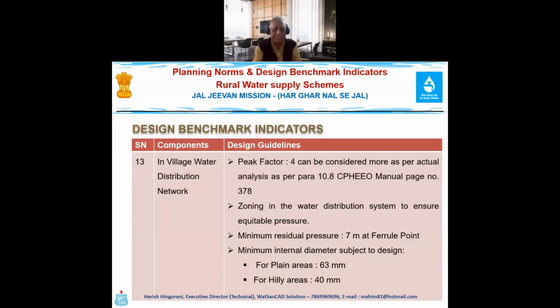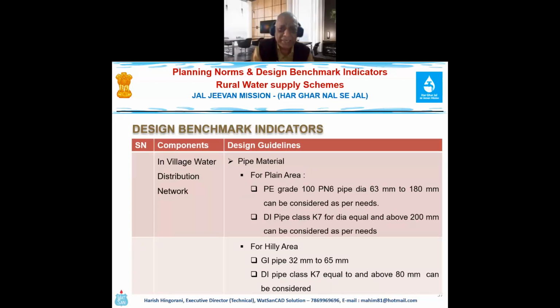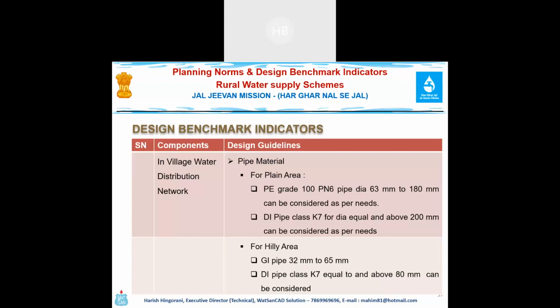For hilly terrain, it can be 40 mm or so, subject to the design, because in the design we used to consider the peak factor also. Pipe material. For the plain areas, we can think of PE grade 100, PN6 or any PVC pipe.